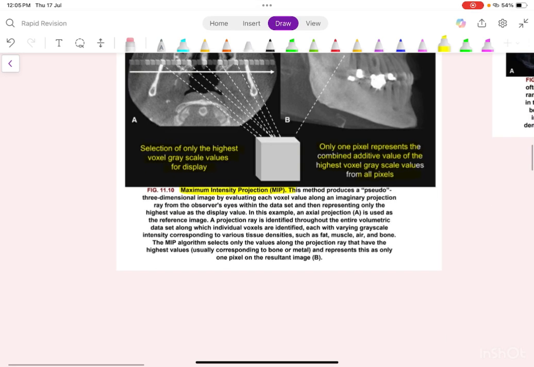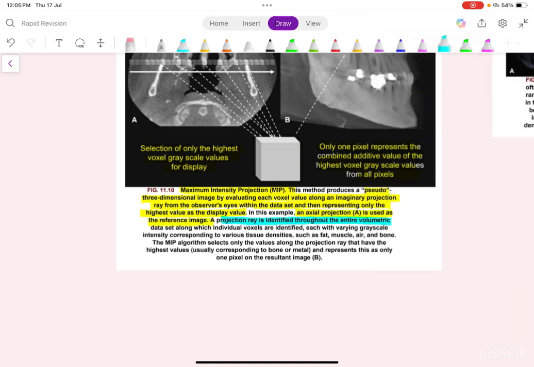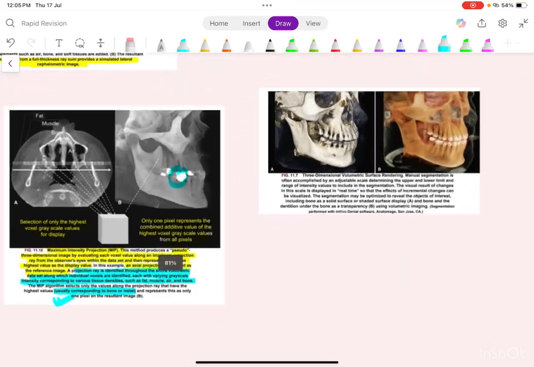The method produces a pseudo three-dimensional image by evaluating each voxel along an imaginary projection ray from the observer's eye within the data set, then representing only the highest value. In this example, an axial projection is used as a reference image and the projection ray is identified throughout the entire volumetric data set, each with its grayscale. So fat, air, muscle: here we have selected one highest value, which corresponds to the bone or the metal to see the restoration. You get it? So this is MIP.